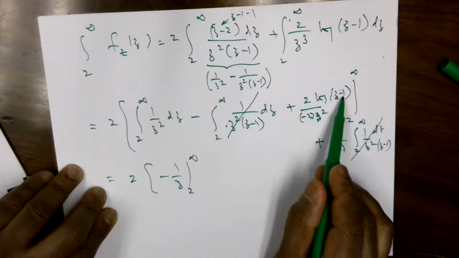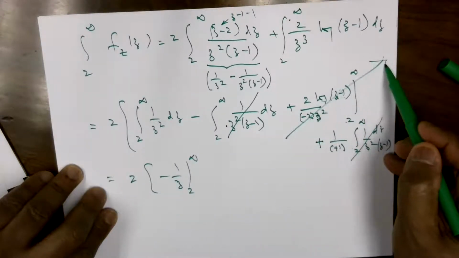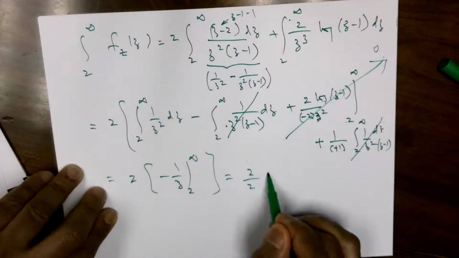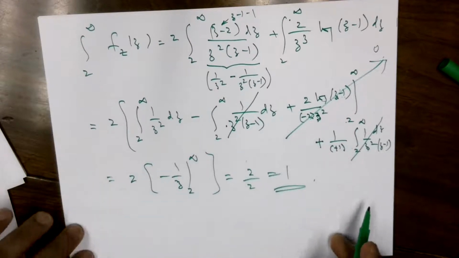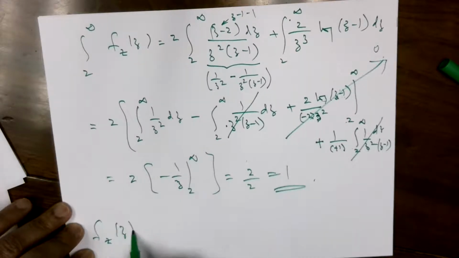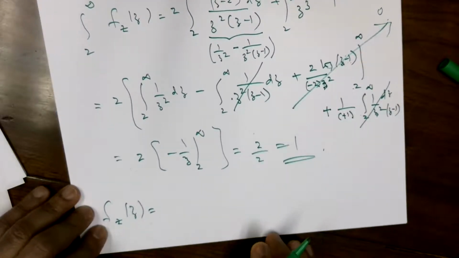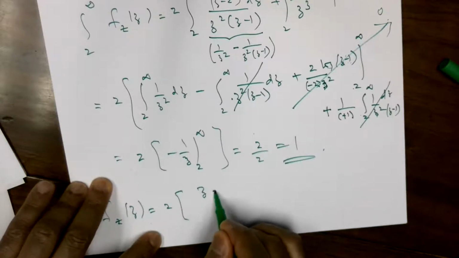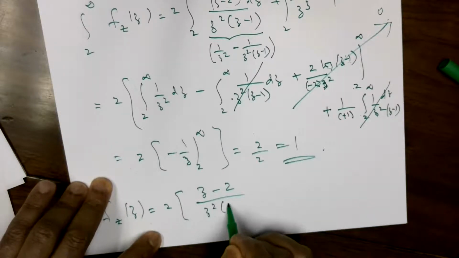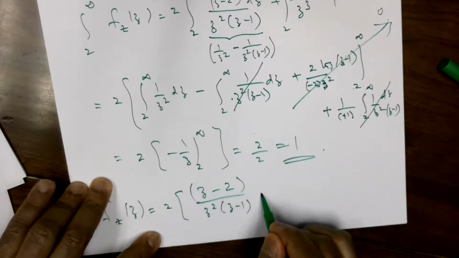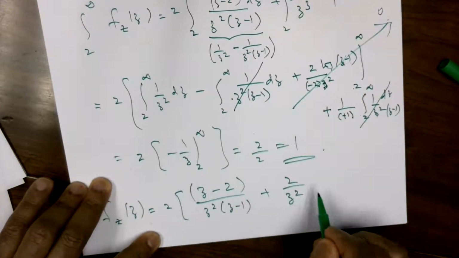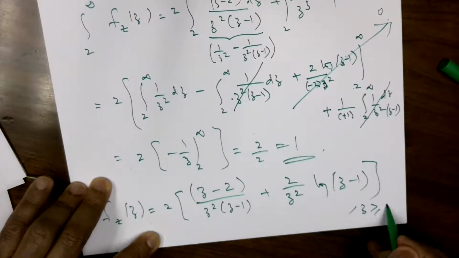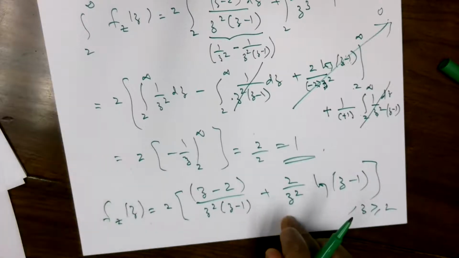Here it is finite. log 1 is 0. So this term also has no contribution, but this is just half. So this is 2 over 2, this is 1. So that checks. So the density function once again is 2 multiplied by z minus 2 over z squared multiplied by z minus 1 plus 2 over z cubed log z minus 1 for z greater than or equal to 2. So that was the marginal density function.